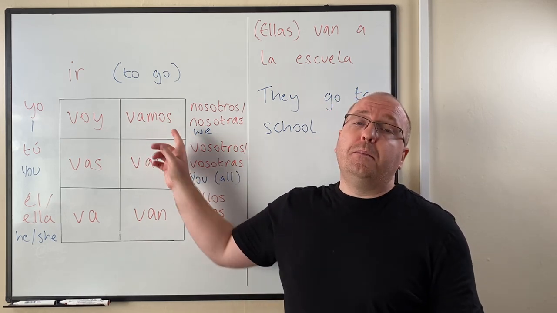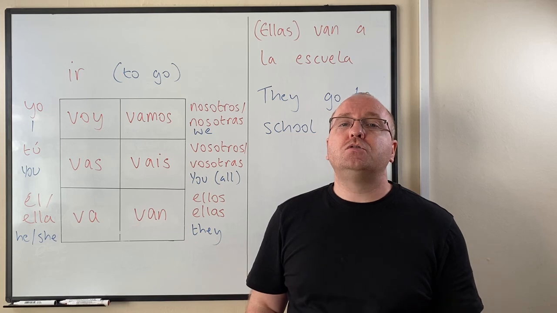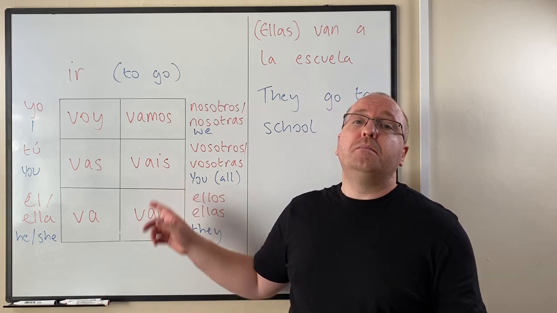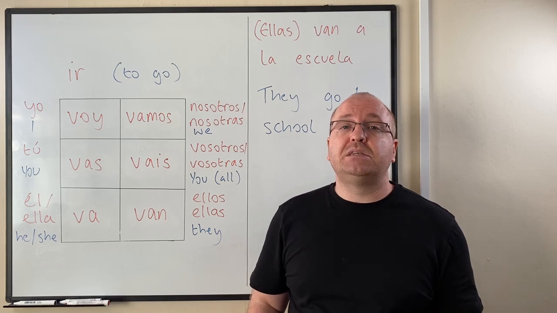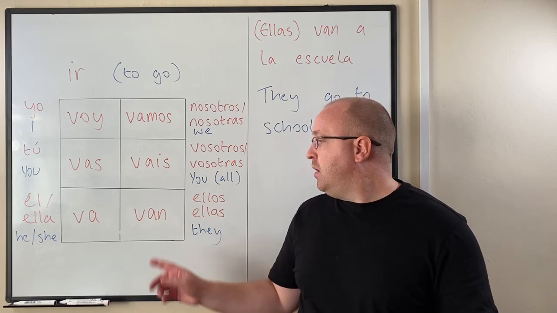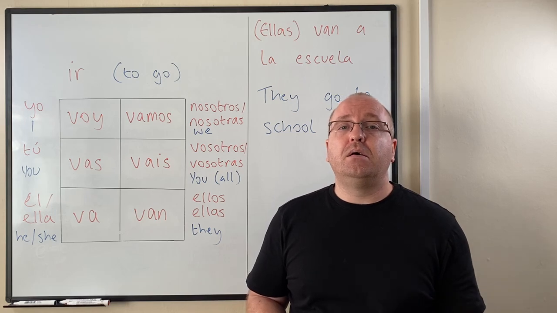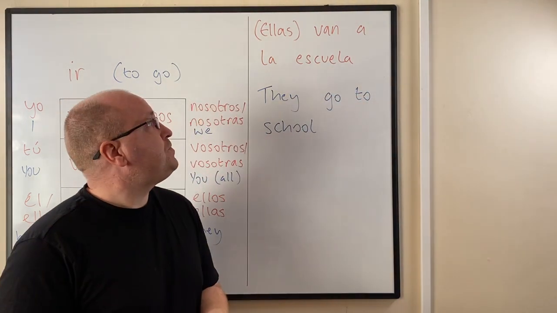We go, vamos. You plural go, vais. They go, van. Now let's look at an example sentence.